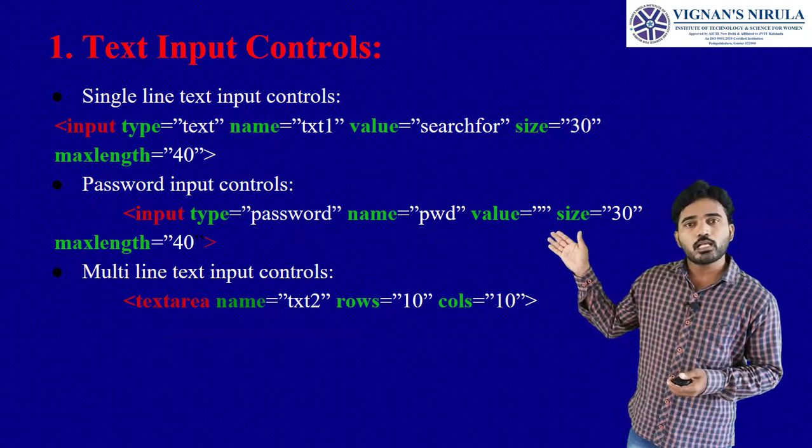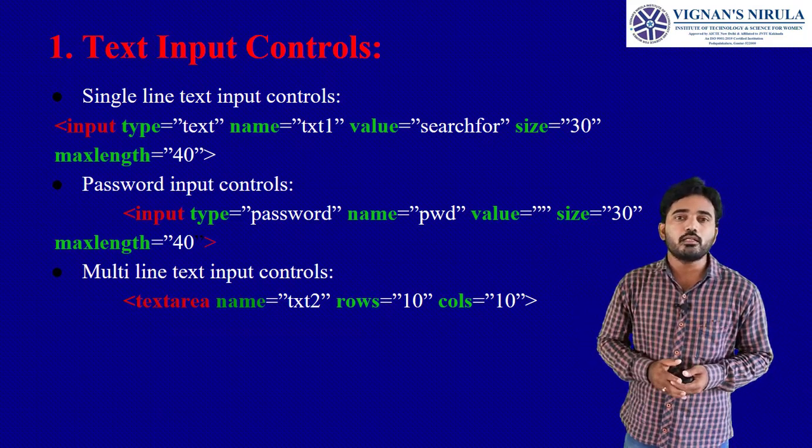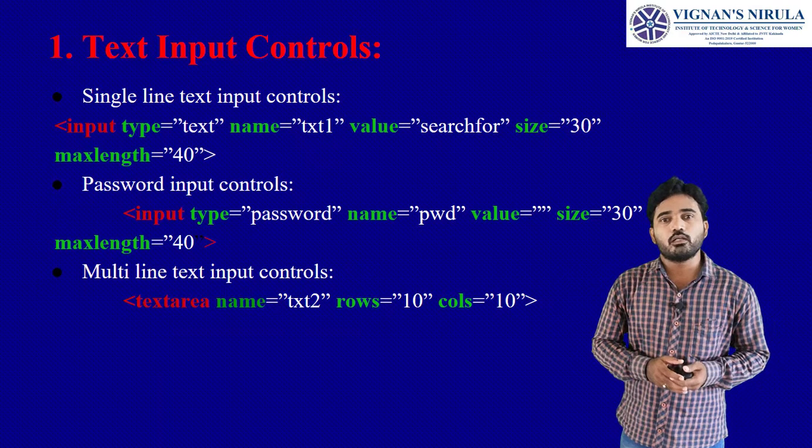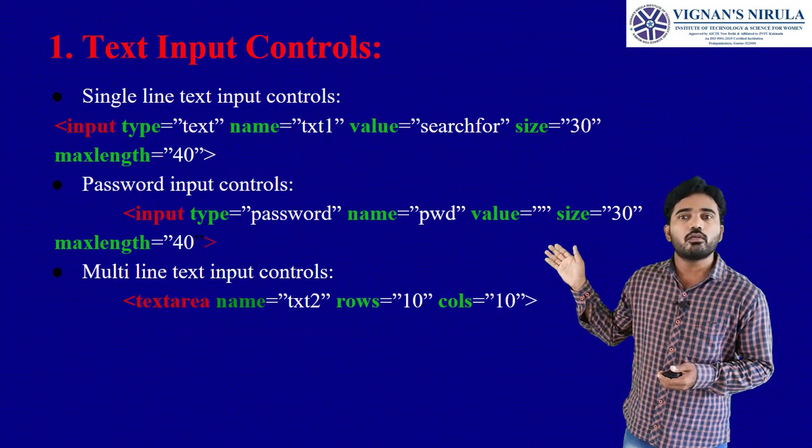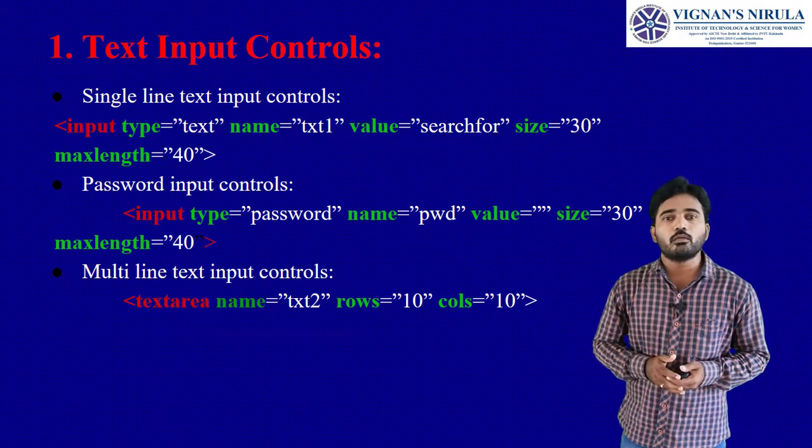Next, the second one is the password input control. For this you need to write input type is equal to password. The remaining attributes are the same, like the name, the value, the size, and the maximum length.